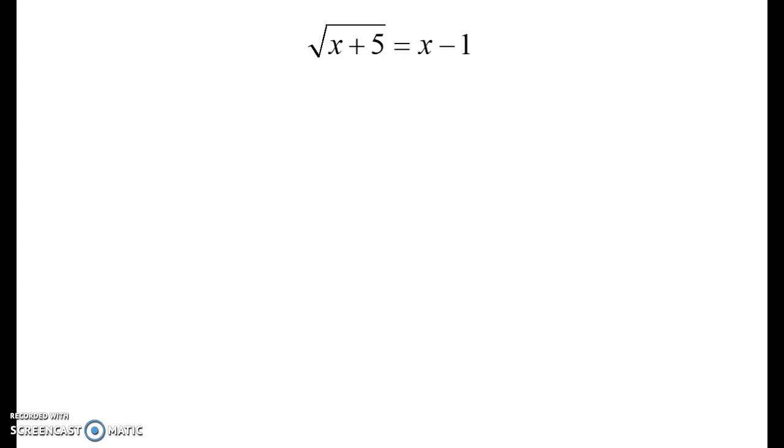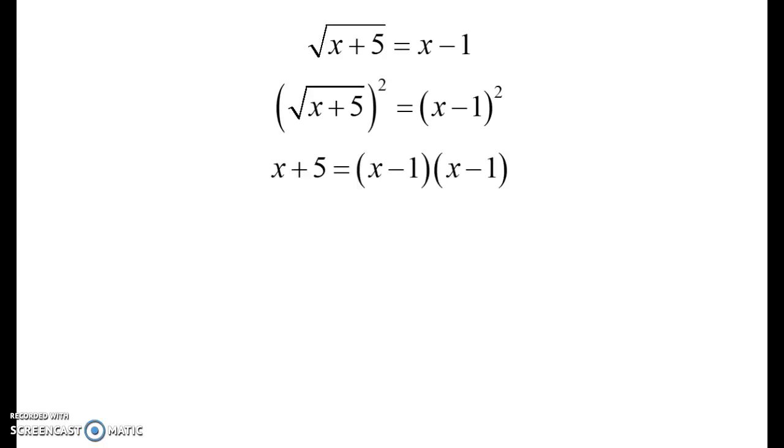Now the last two are the most complicated versions. Now we have an expression, not just a single term, on the right-hand side of our equation. But since the square root sign is still isolated by itself, we can go ahead and square both sides of our equation. Again, the squared and the square root will cancel themselves out. You'll be left with x plus 5. However, when you square a parentheses like we are, the x minus 1 has to be multiplied by itself, which is why I've written another one next to it.